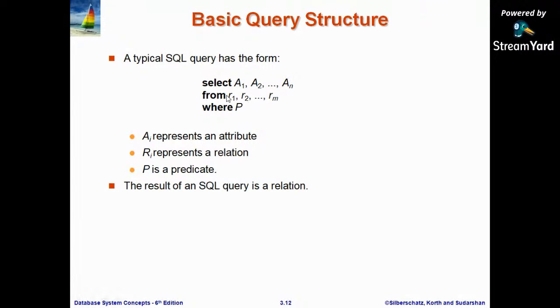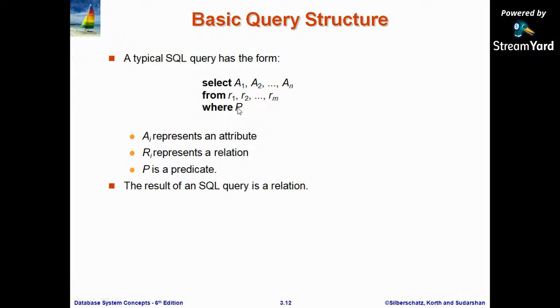The second part deals with which tables you have to do the operation on, how many tables, R1, R2, R3. And finally, what is the condition? So its syntax is select attributes from table where condition.